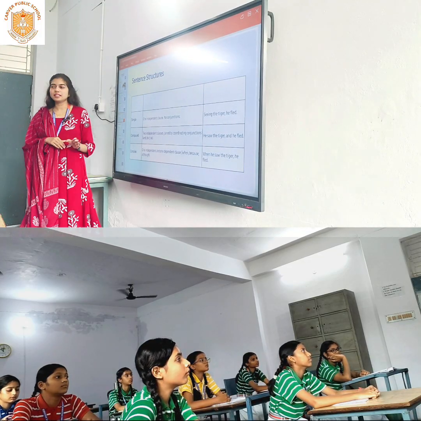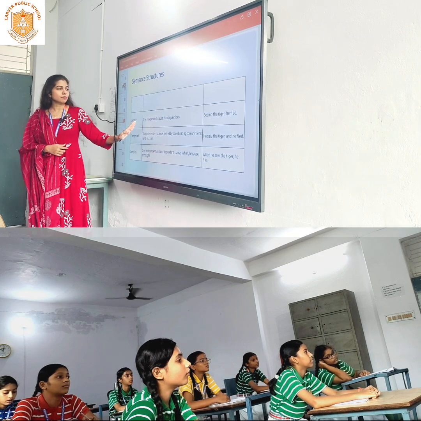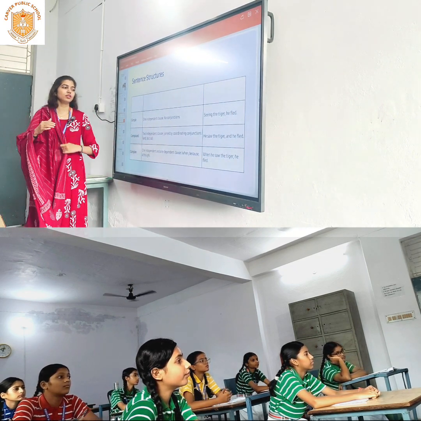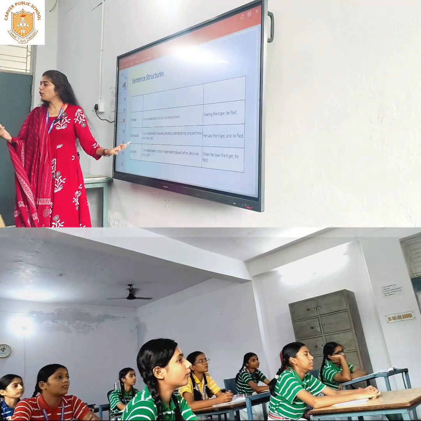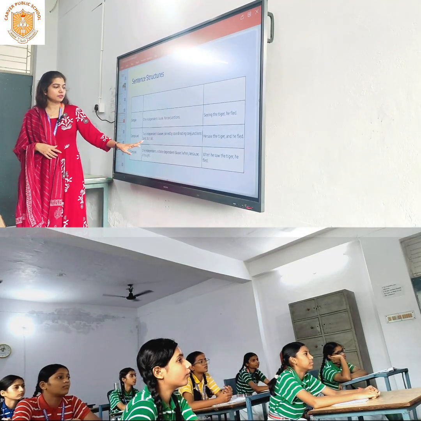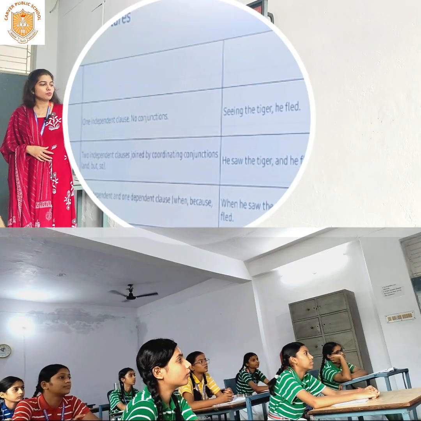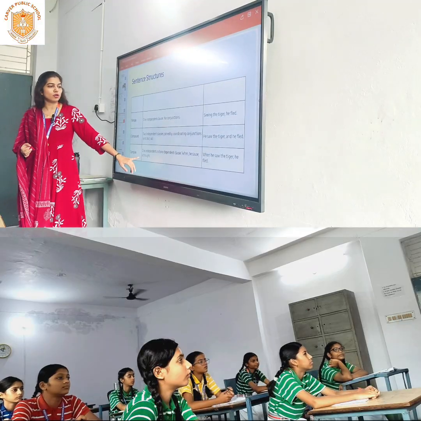Then the structure of the sentence. Sentences are of 3 types: simple, compound, and complex. In a simple sentence, there is one independent clause, no conjunctions. In a compound sentence, two independent clauses are joined by conjunctions, by adding and, but, or so. And in a complex sentence, one independent and one dependent clause, and we add when, because, and so on.